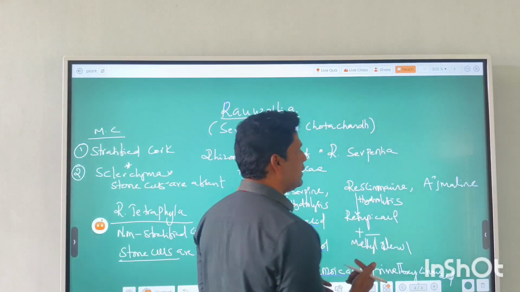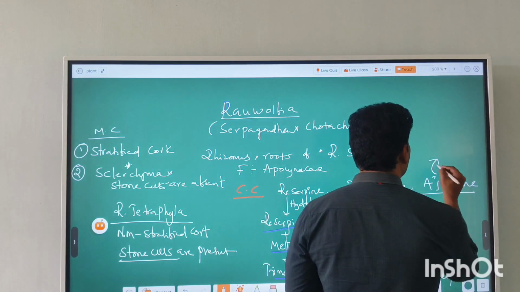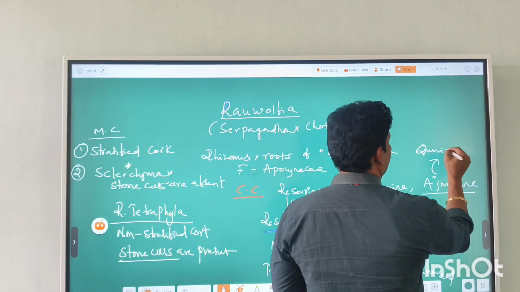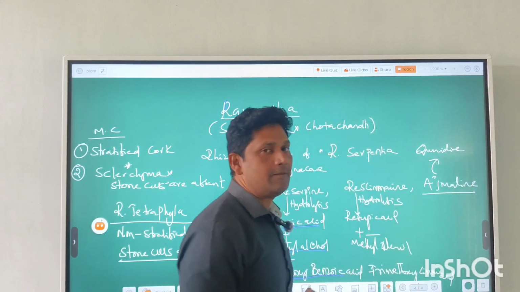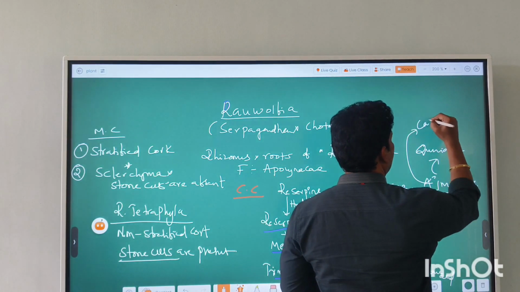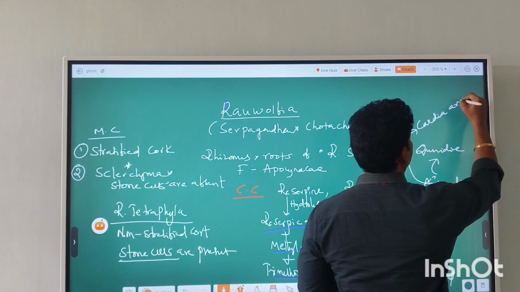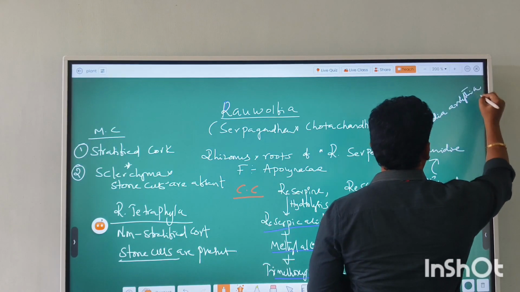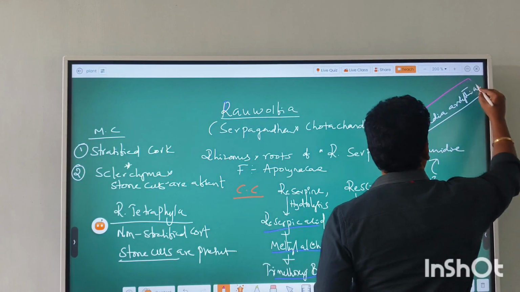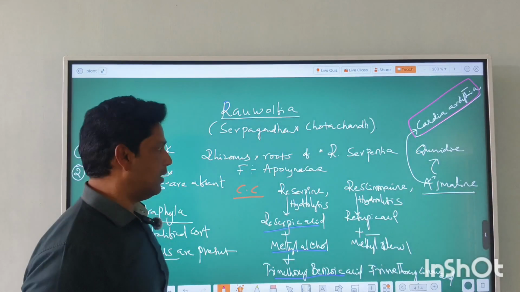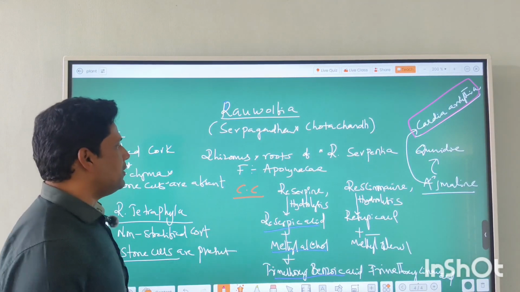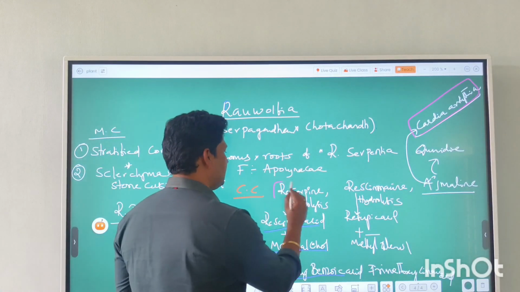And coming to the ajmaline, the function is similar to that of quinidine, like it produces a quinidine-like effect. So that's why it is used in the treatment of cardiac arrhythmia. This is very important. Ajmalicine for cardiac arrhythmia. So coming to the pharmacology part of Rauwolfia, here the major chemical constituent is reserpine.